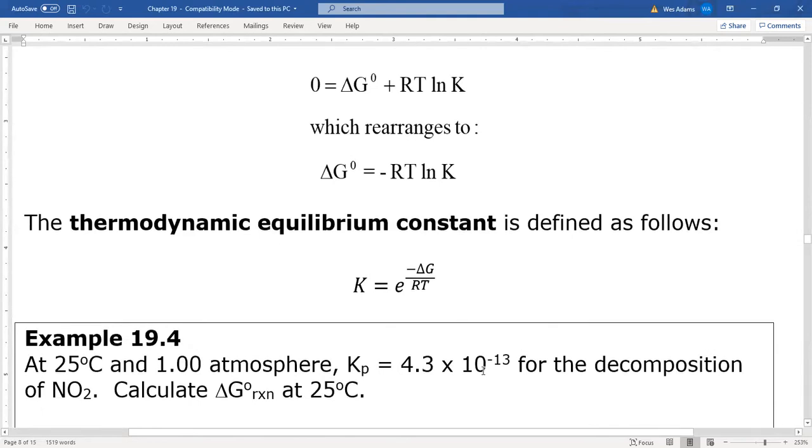So we've got a K for our process, which is equal to 4.3 times 10 to the negative 13th. And we want to calculate delta G standard for the reaction if the temperature is 25 degrees Celsius, which is 298 Kelvin. We don't even really need to write the reaction. We've got everything we need for the formulas. So let's take a look at that.